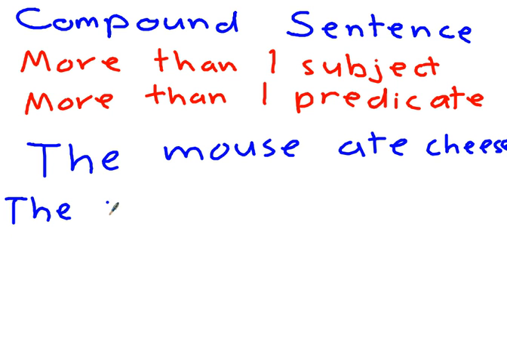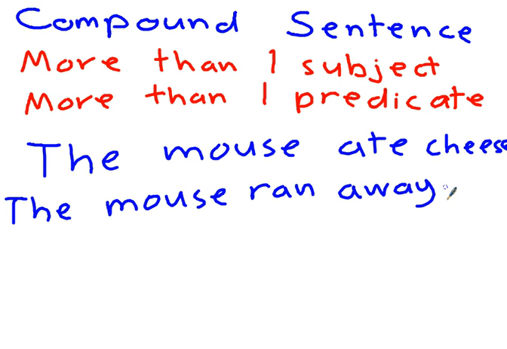The mouse ran away. Now sometimes in your writing, I will see people who will use both of these sentences and they'll just say the mouse ate cheese, the mouse ran away as one sentence. What do we call that? We put two sentences in there and we don't put anything in between them.